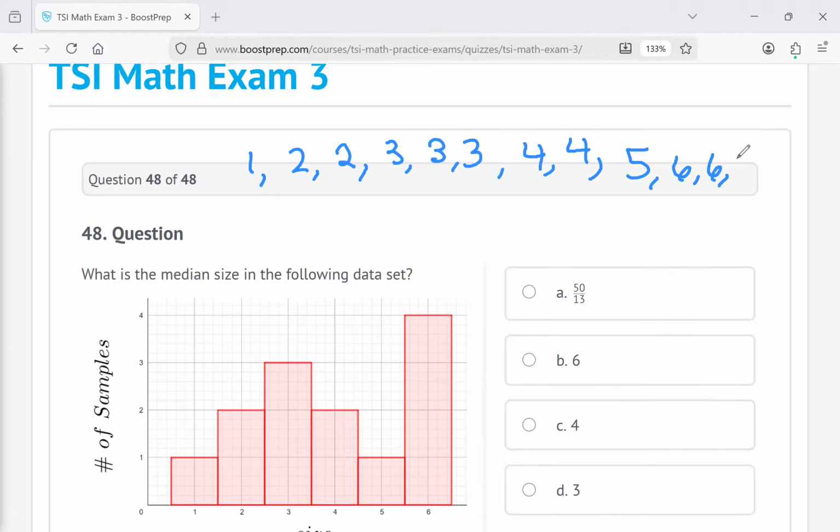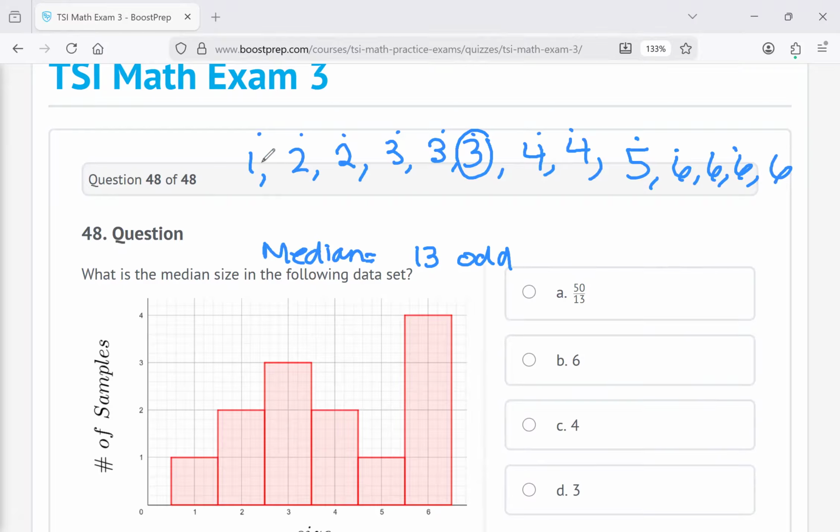Okay, so how do we find the median? We basically pick the number right in the middle. But let's first count how many numbers we have in total. So we have 1, 2, 3, 4, 5, 6, 7, 8, 9, 10, 11, 12, 13. Because 13 is odd, all you got to do is pick the number right in the middle. So what is it? Is it number three or is it four?